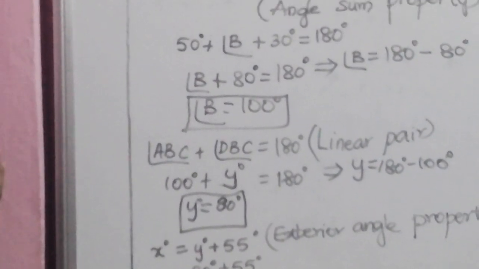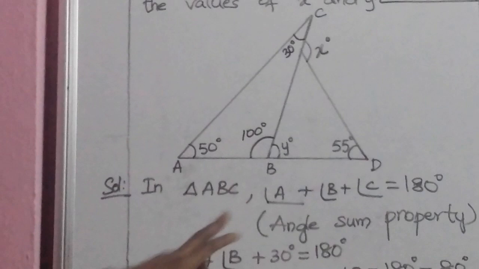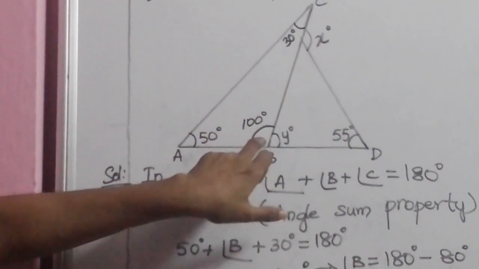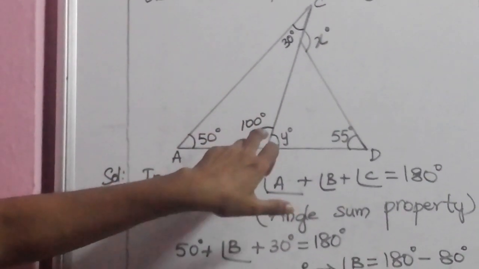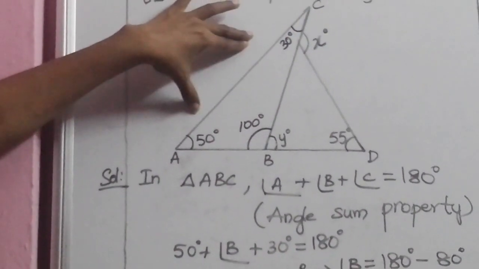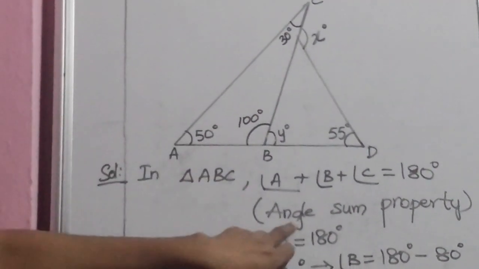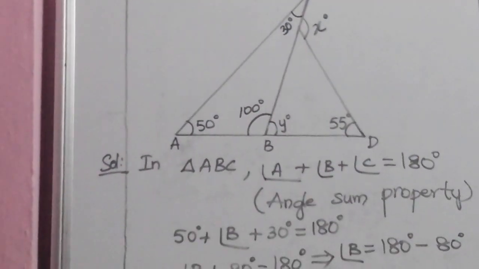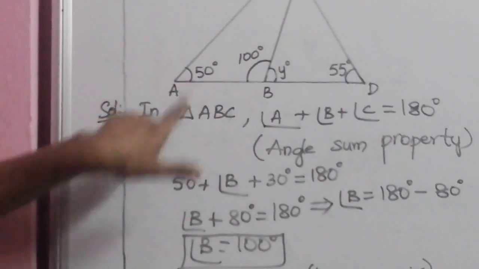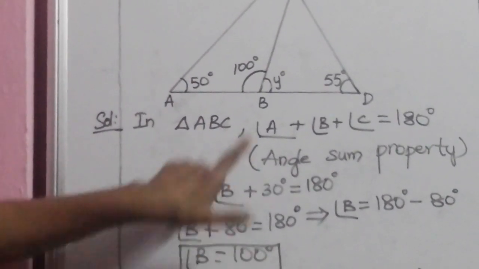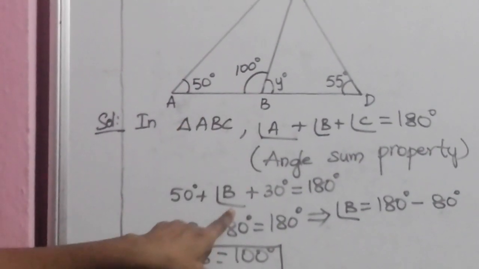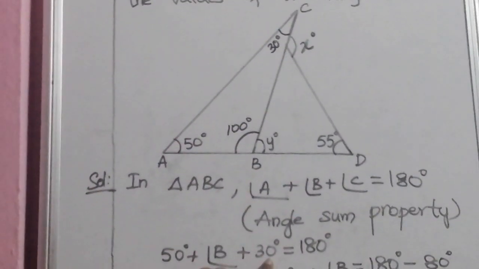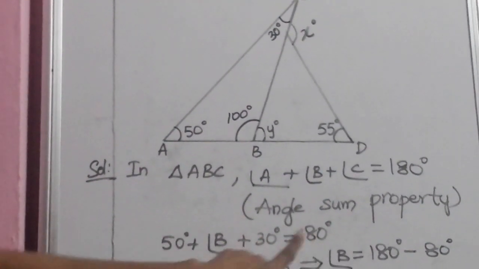Okay. So what did we do in this problem? First they have given you the figure. You don't know this value, this also you don't know. First we found out this value by taking the triangle ABC. Then we used the angle sum property. Angle A plus angle B plus angle C equal to 180 degrees. Angle A is given, it is 50 degrees. Angle B we don't know, so we wrote it as angle B. Angle C is 30 degrees, so we substituted 30 here, which is equal to 180 degrees.